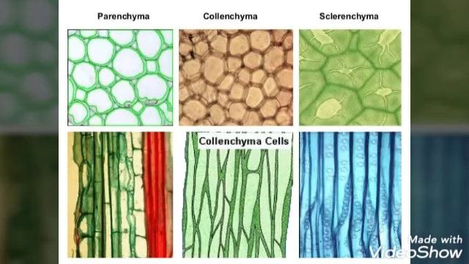Simple permanent tissue can be categorized into parenchyma, collenchyma, and sclerenchyma based on their function. Parenchyma are living cells. They are usually loosely packed. This tissue provides support to the plant and also stores food. In some situations, it contains chlorophyll and performs photosynthesis, and then it is called chlorenchyma.